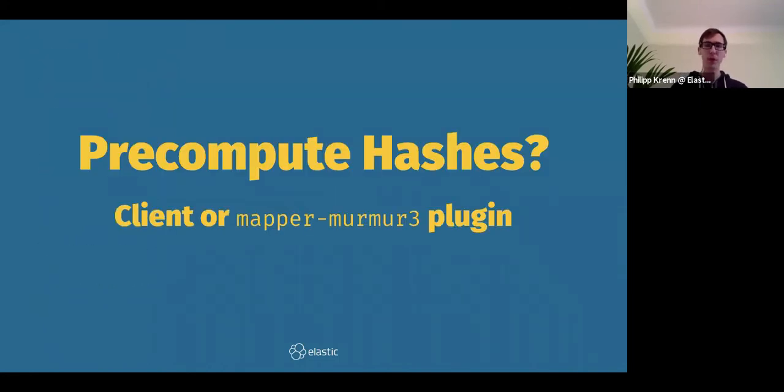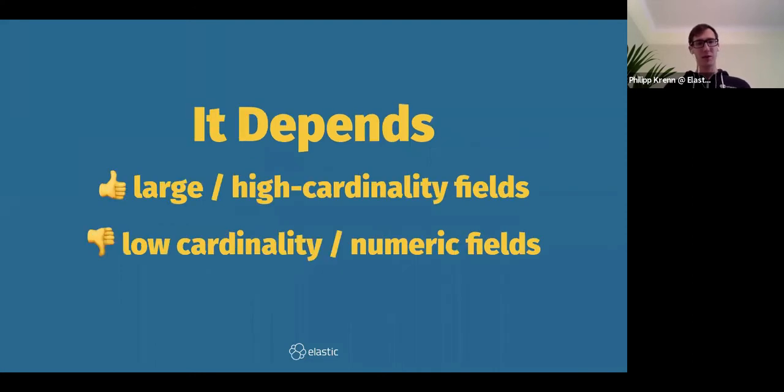Okay, should you pre-compute the hashes? You could either do that client side, or there's the Mapper Murmur3 plugin that you could use on the Elasticsearch side. Should you always pre-compute hashes? What's the obvious answer? It depends. What are the trade-offs? For large data sets and high cardinality fields, it might make sense. If you have a low cardinality field or a numeric field, then not, because numeric fields are very quick to compute on modern CPUs. So you probably waste more disk space than what you would be gaining in CPU. So that is what it depends on here.